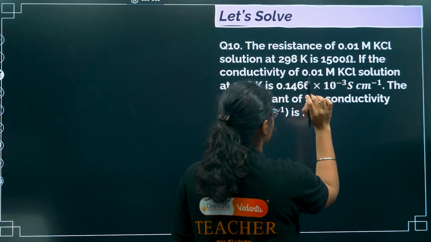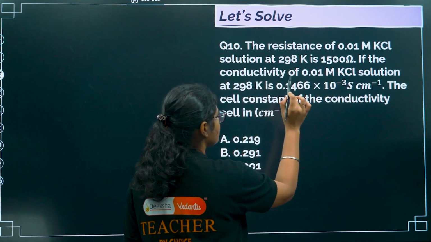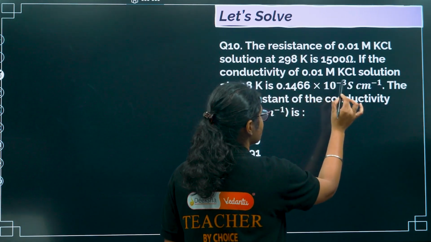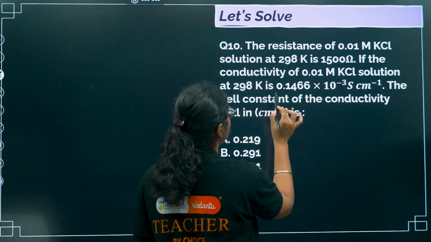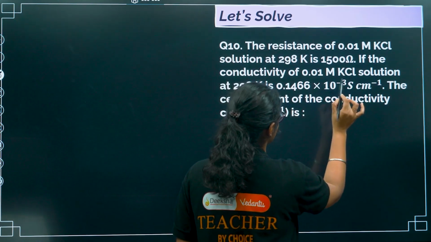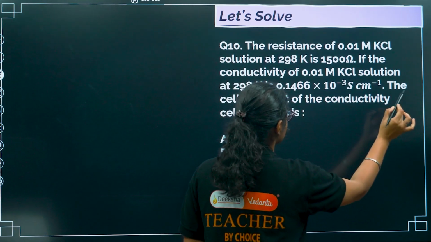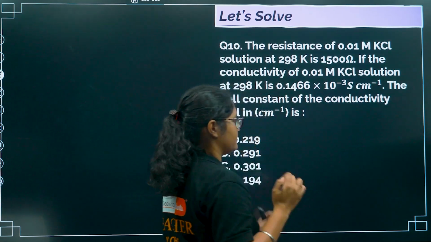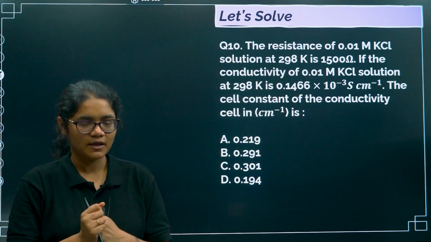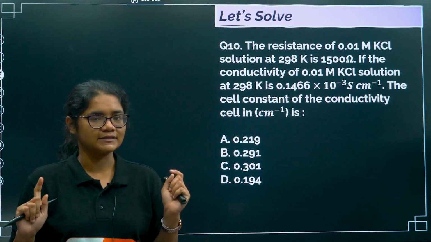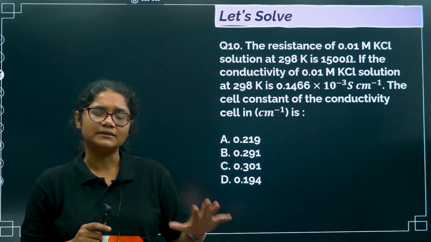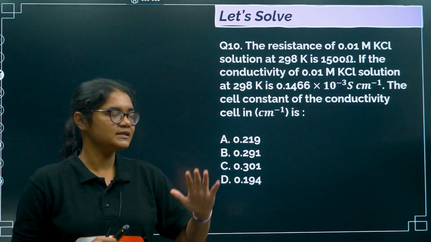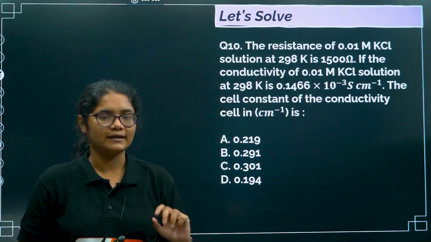The resistance of 0.01 m KCl solution at 298 Kelvin is 1500 ohm. If the conductivity of 0.01 m KCl solution at 298 Kelvin is 0.1466 into 10 to the power of minus 3 S centimeter inverse, the cell constant of the conductivity cell is. Okay, so now the cell constant is asked. First let us note down all the data that is given. This is a method that you need to follow every time when you solve a question. Read the question once, second time when you read, note down the data that is given to you.